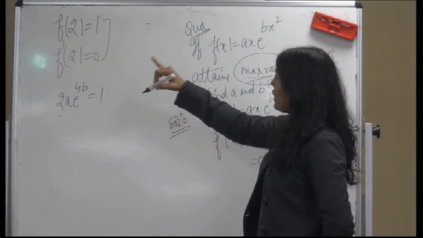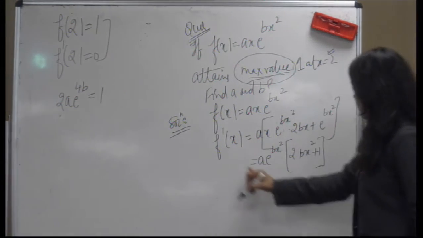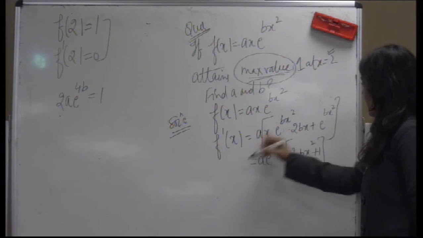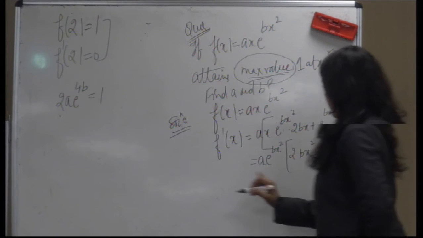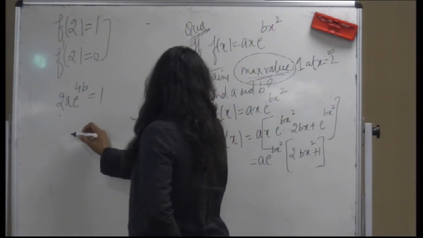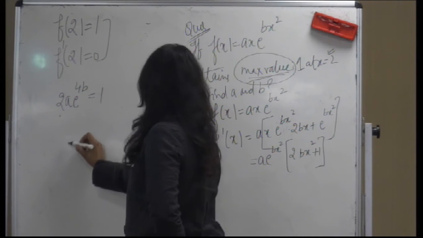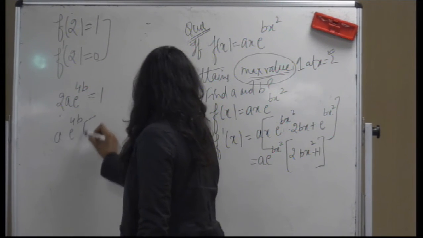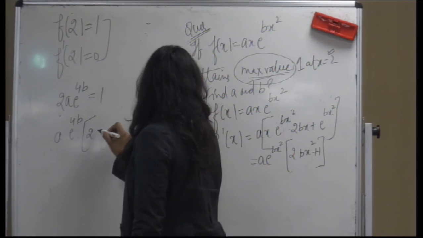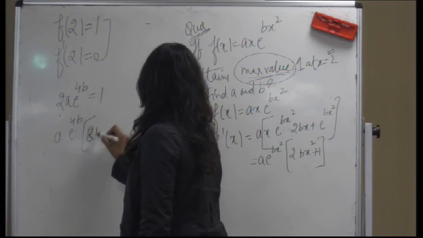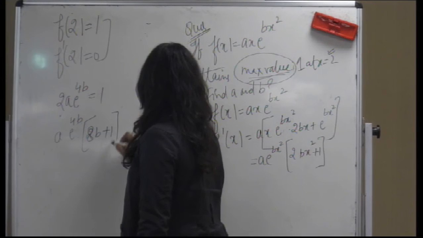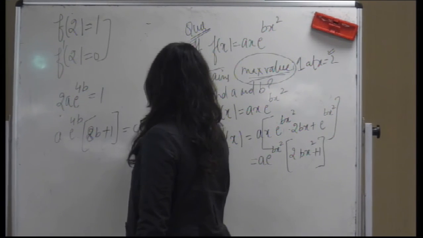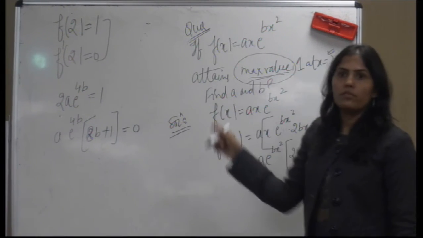Now f dash 2 equal to 0. It means this term equal to 0. So this term will give us f dash 2. So x I should put: a e to the power 4b, 2, 8b plus 1. This I am getting. Is it fine?